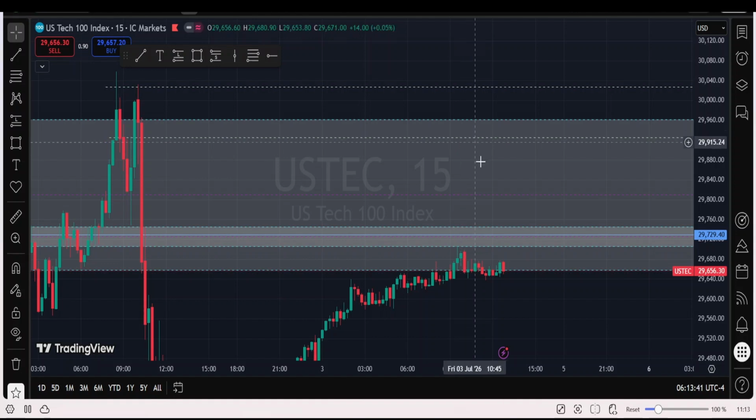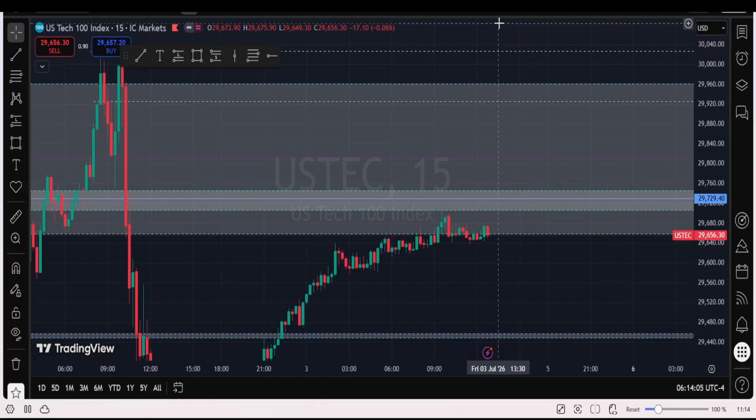So we are looking at this level as the major place on the higher time frame for us to think of selling. But remember, this is Nasdaq, which is US Tech, which has a way of running huge liquidity. It might get to this place, it might not, but keep our eyes on this level that we've mapped out for us to sell Nasdaq, unless price continues beyond this level.